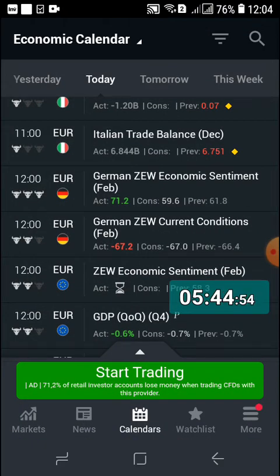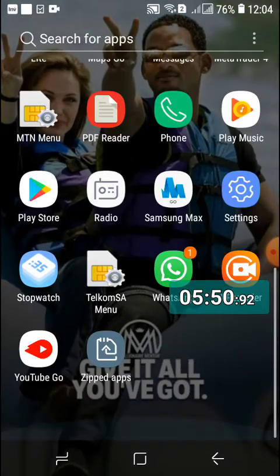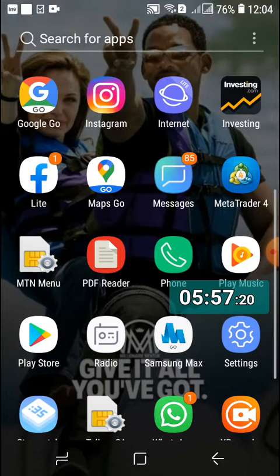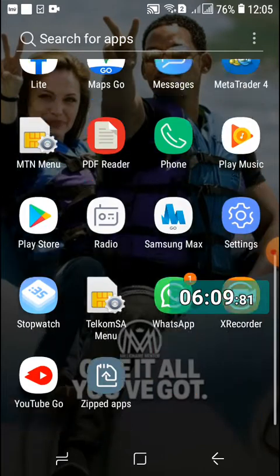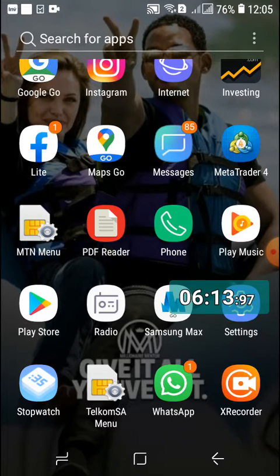So for this event, you need to have the following apps to use this strategy. You need to have the stopwatch, the one that is running here on my home screen, and the forex calculator. I do not have the forex calculator app. I uninstalled it because I can now master all the lot sizes that you can use to risk on any account. So you need to download the stopwatch and the forex calculator app.